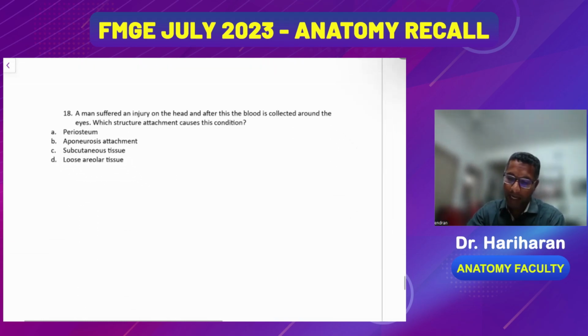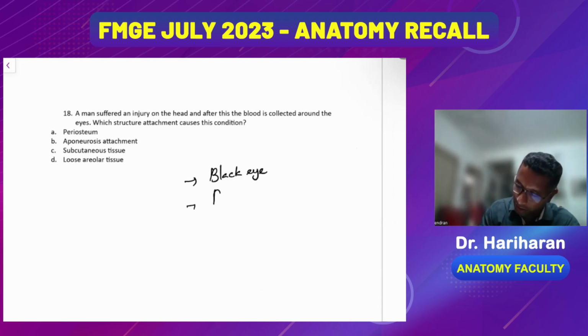Now, a man suffered an injury on the head, and after this blood is collected around the eyes. So there is an injury to the head, and now there is a collection of blood around the eyes. A collection of blood around the eyes is called a black eye, also called raccoon eyes. I think we can also consider this a forensic medicine topic.